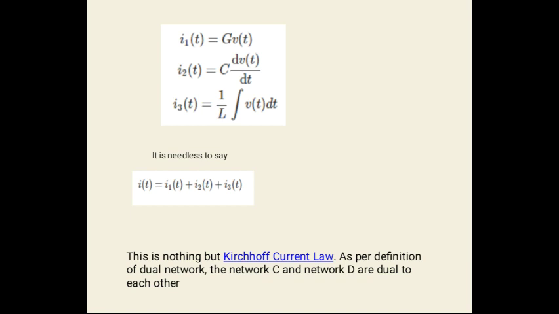This is nothing but Kirchhoff current law. As per the definition of dual network, network C and network D are both dual to each other.